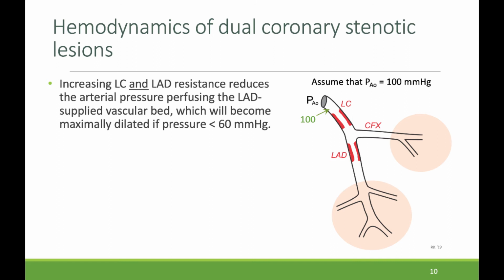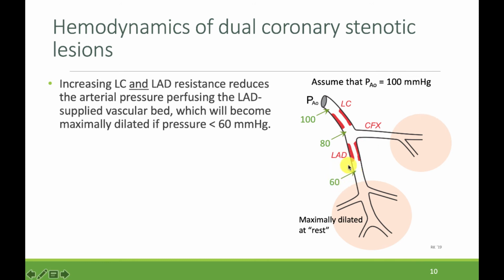Now let's look at the hemodynamics of dual coronary stenotic lesions. Increasing the left coronary and LAD resistances, so now we're going to have our original lesion here in the LC plus our lesion here in the LAD. What that will do is to cause reduced arterial pressures distal to each lesion. So as before, let's make this 80 here, distal to this proximal lesion. And then distal to this distal lesion, we'll say that the pressure now is 60. So we have a 20 millimeter of mercury drop here and a 20 millimeter of mercury drop here.